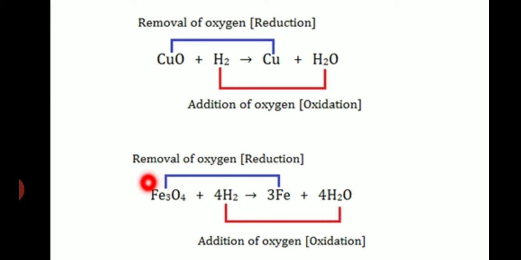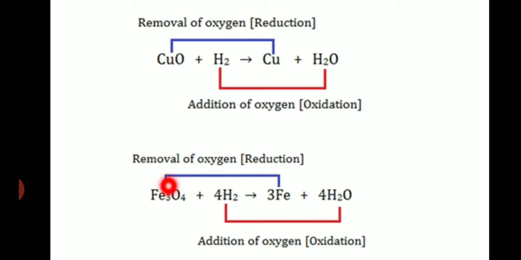We know that the reduction takes place here. So it is the substance which is reduced. What is reduced? Iron oxide, Fe3O4. Then the second one, hydrogen, is oxidized to water. So what is the substance oxidized? Hydrogen is the substance oxidized. So iron oxide is reduced and hydrogen is oxidized. So next is which is the reducing agent and which is the oxidizing agent.